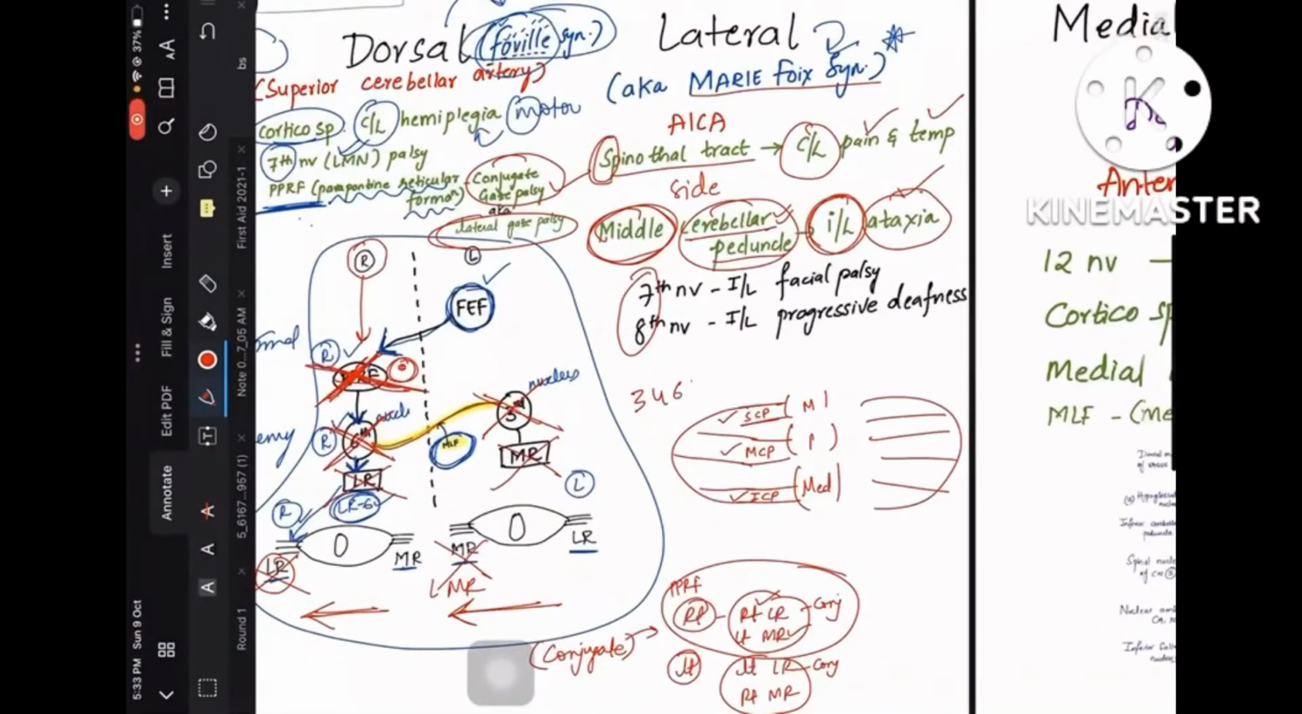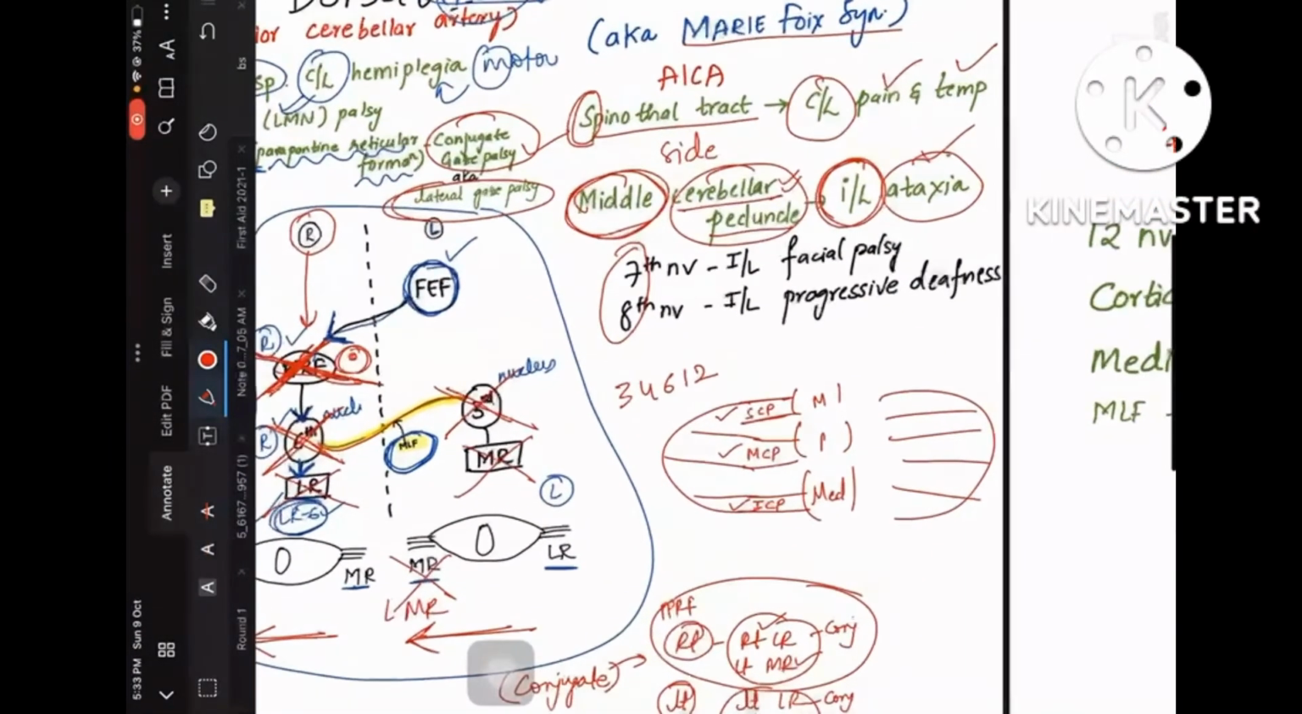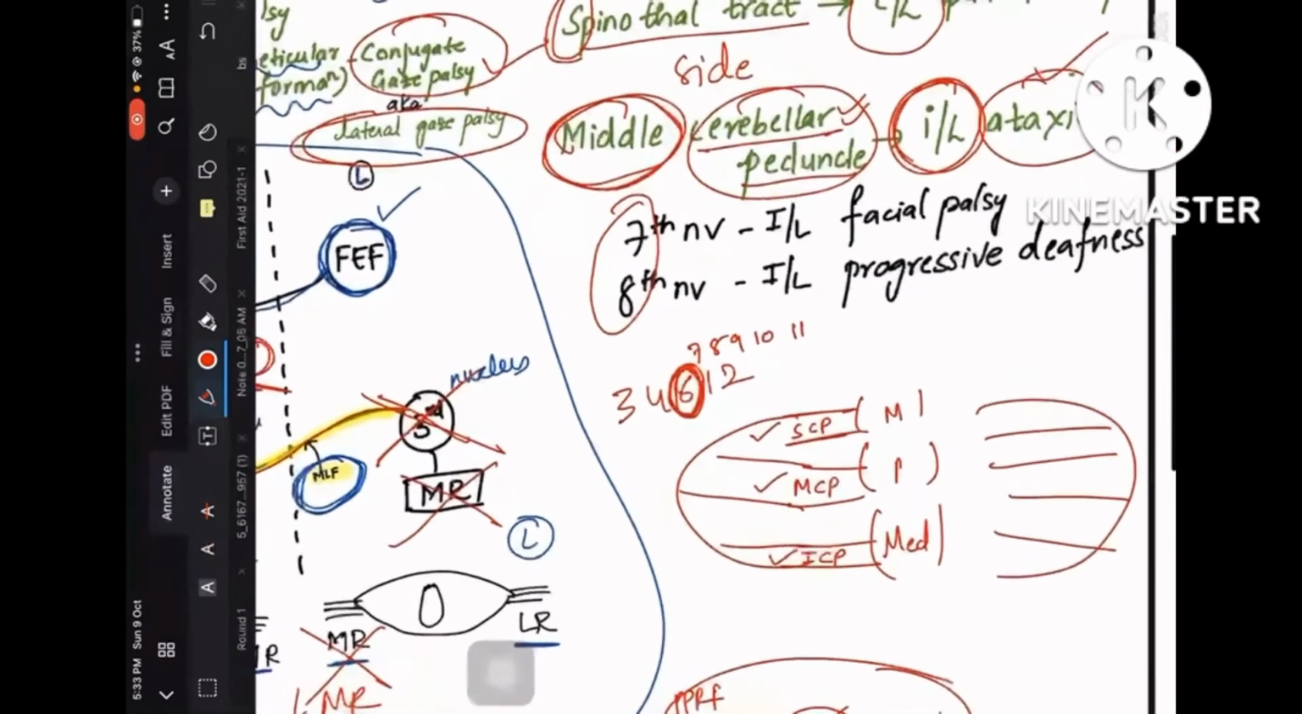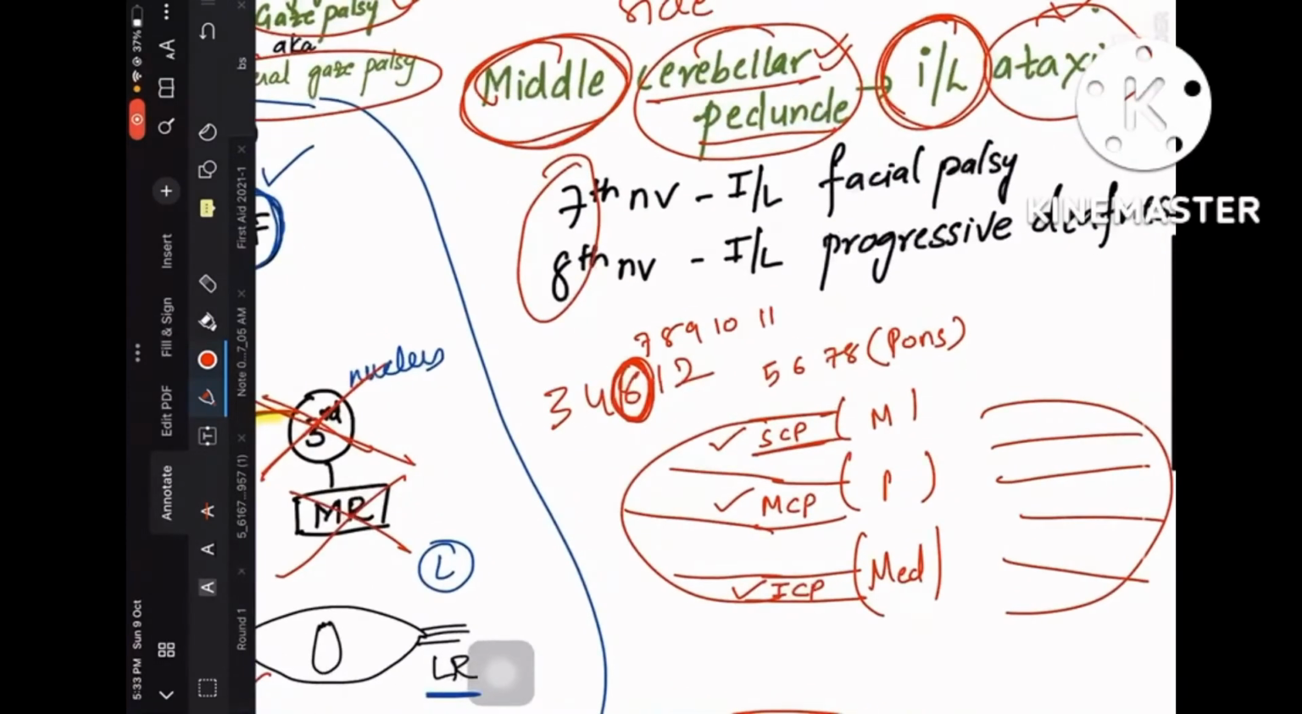Medially you have 3, 4, 6, 12, right? In that also, in the pons you have only the 6th nerve nucleus. So 7, 8, 9, 10 and 11 lie on the lateral side. Among those, you have only 5, 6, 7, 8 in the pons, right? Rule of 4. So in this, 6th is medial, so the remaining 5, 7, 8 are lateral.